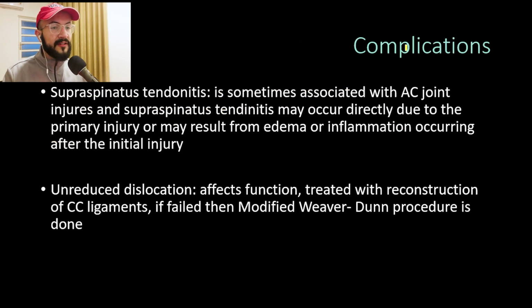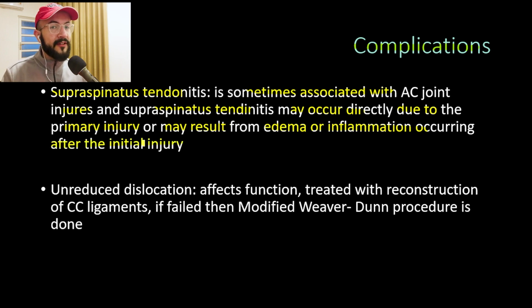Finally, let's talk about the complications that come with the AC joint injuries. So those include supraspinatus tendinitis. This is sometimes associated with the AC joint injuries, and the supraspinatus tendinitis may occur directly due to the primary injury, or it may result from edema or inflammation occurring after the initial injury.